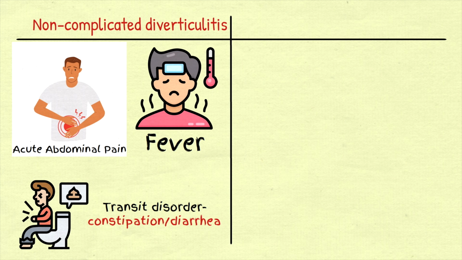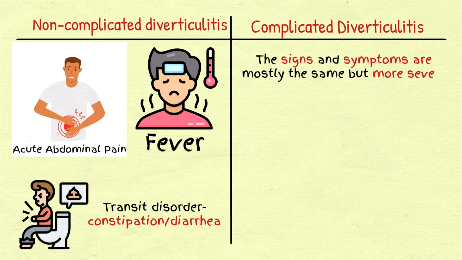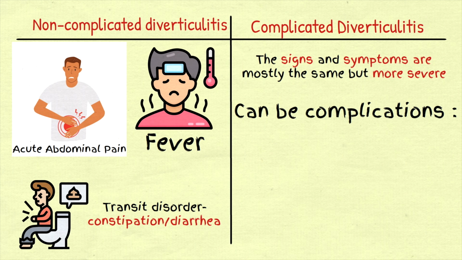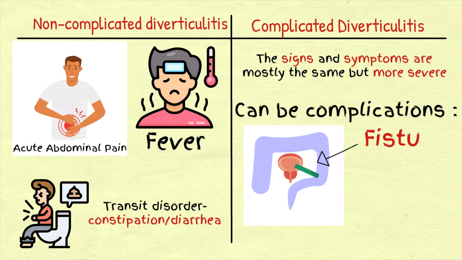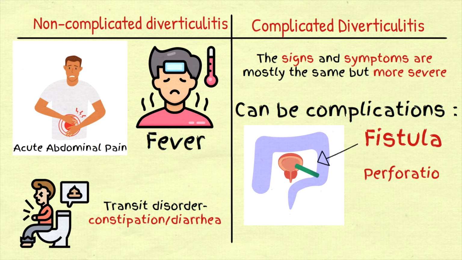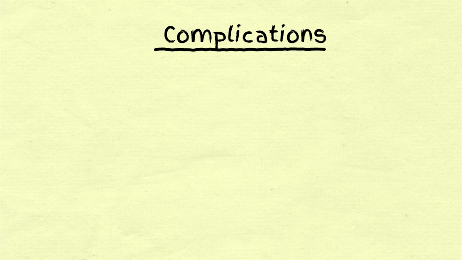Moving forward to the complicated diverticulitis, the clinical features are mostly the same but more severe. In addition to that, there are some complications caused by the obstruction of the diverticulum. The patient can experience abscesses, fistulas, or even signs of peritonitis. However, the most frequent complication is the fistula between colon and bladder.